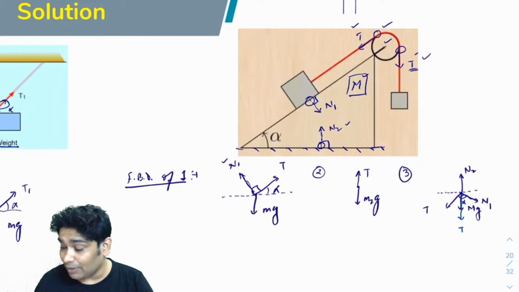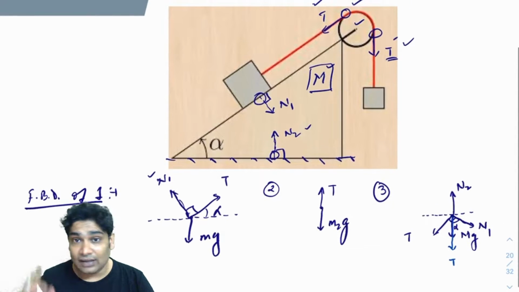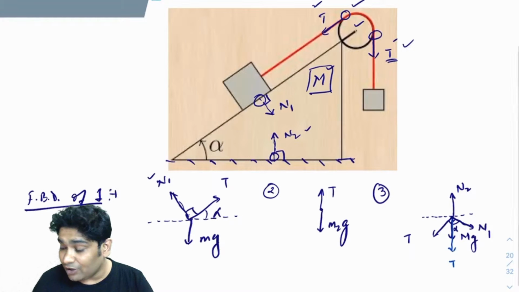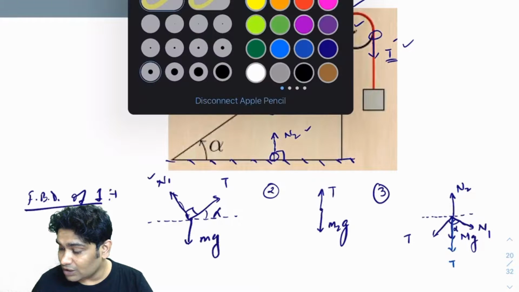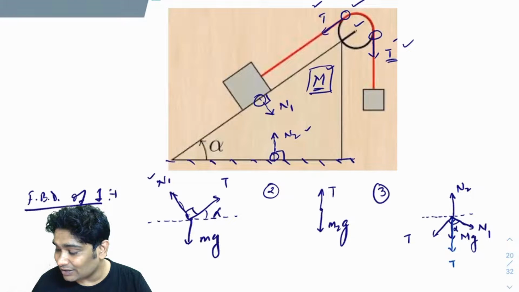All right. So coming back to this. Rajshekharan, I was saying that when you are making the FBD of capital M, you have to remember that this pulley is also attached to this. Please remember that this pulley is also attached to this. This pulley is a part of M1. All right. So please remember this.